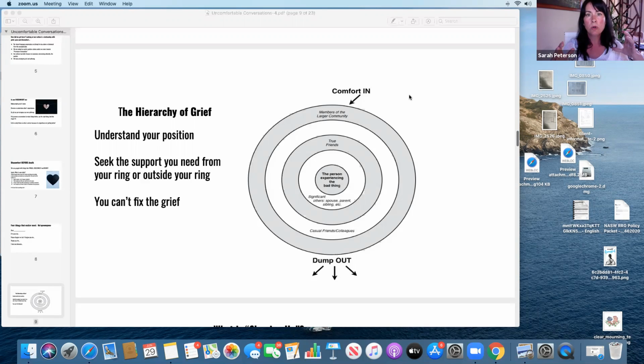And how do I get the support I need from a circle that's outer of mine versus requiring some support from the inner ring? You really just need to understand your position, like I said. And the primary thing to remember is that you can't fix the grief.